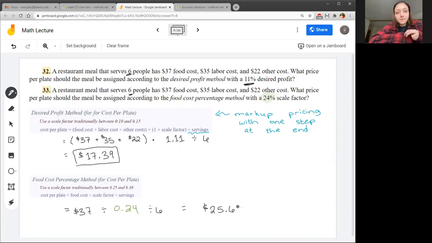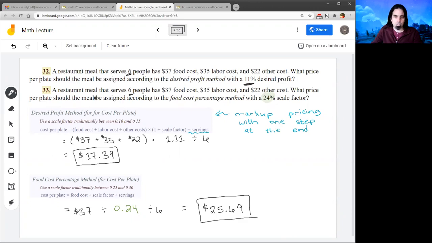Yeah. These answers don't match, and these are 2 different restaurants with 2 different ways of pricing things, and a random number generator that's not caring if these actually make the restaurants have similar prices for their menus. So there we go, desired profit method and food cost percentage method.